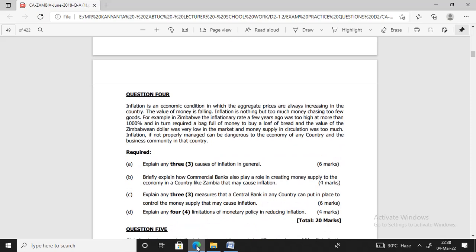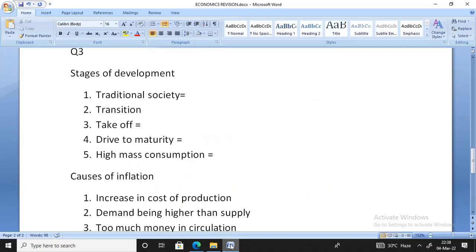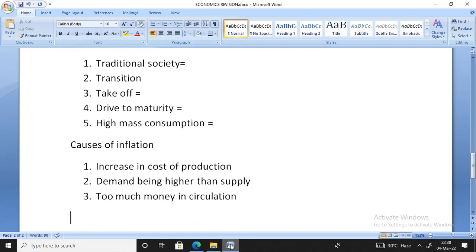Explain 3 measures that a central bank in any country can put in place to control money supply that may cause inflation. Money supply causing inflation is where you have too much money in circulation, and so the central bank should have measures that reduce money supply. So the following are the measures to reduce money supply. That's how the central bank can deal with monetary inflation.